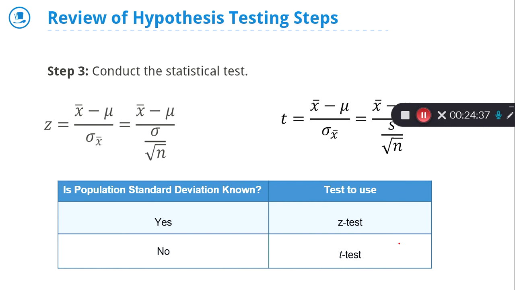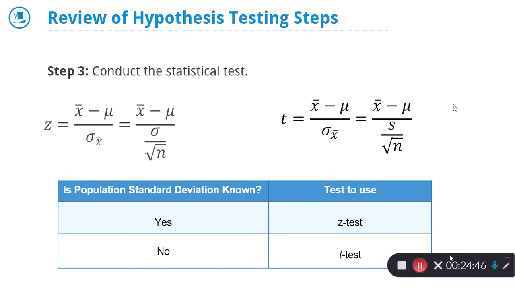The third step has always been to conduct the statistical test. Is to do the t-test. And I was able to get these two formulas next to each other so you can see them. T-test and z-test are really the same thing. The steps are the same.